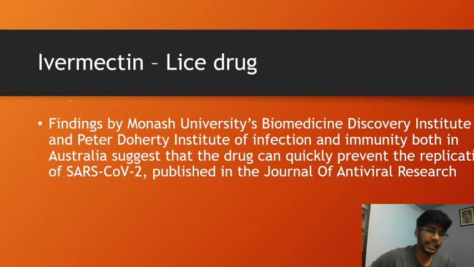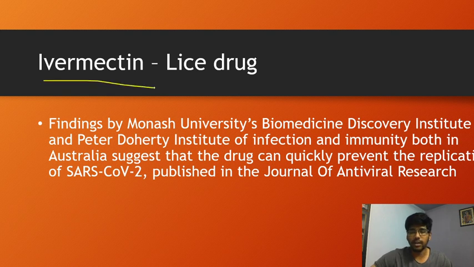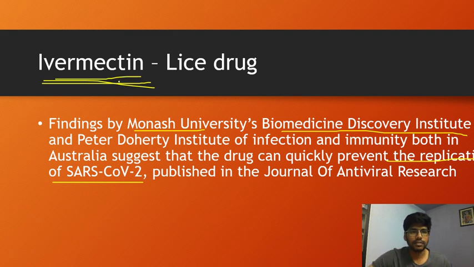The next one, recently, just 2 hours back, the Australian Monash University Biomedicine Discovery Institute has suggested that ivermectin, which is a lice drug, is also a potential antiviral drug for COVID-19. Within the lab studies, it has been said that it is preventing the replication of the novel coronavirus. So ivermectin is also a potential antiviral drug, which the research has to progress. It has been published in the journal Antiviral Research.